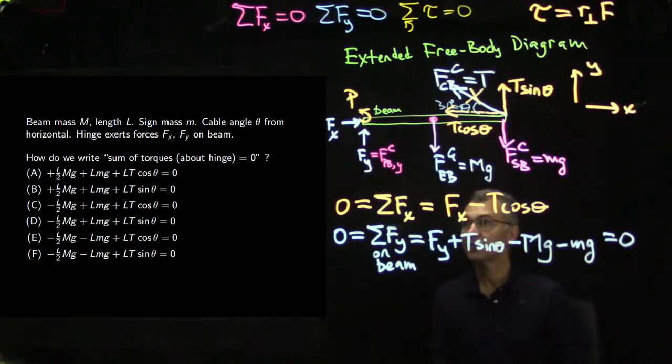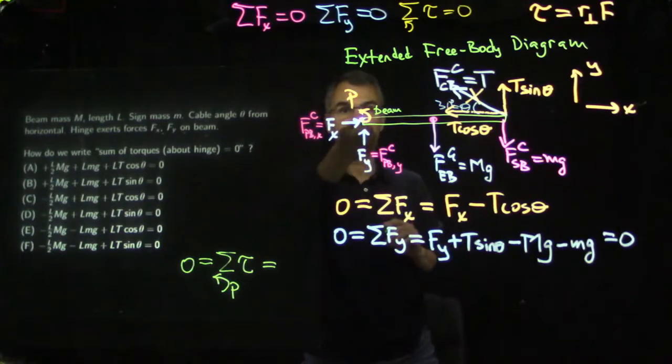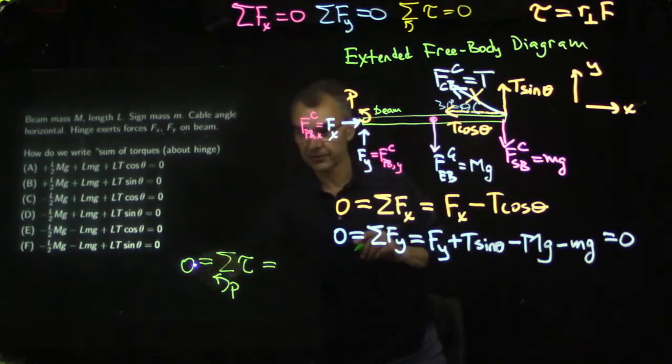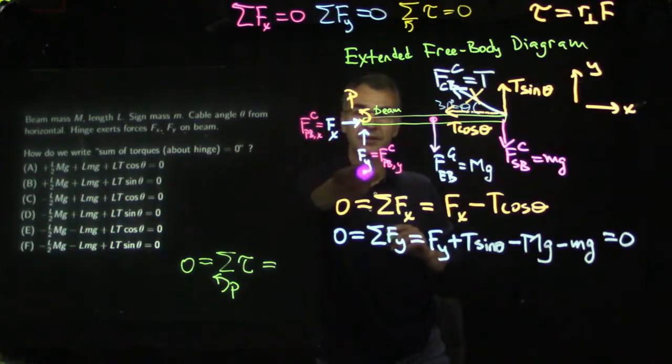How do we write the sum of the torques about the hinge equals 0? Maybe we could have chosen a different pivot, but we chose the hinge as our pivot, and I've drawn this as P. So the sum of torques, counterclockwise minus clockwise, about the point I've drawn here as P, with the letter tau for torques. So let's go through. There's 0 torque from the hinge force in the horizontal direction because our pivot is the hinge. There's 0 torque from the hinge force in the y direction because the hinge is our pivot.